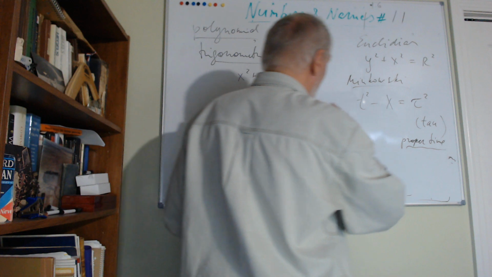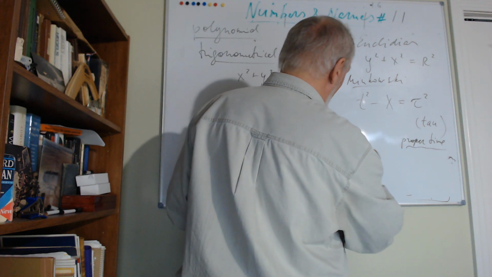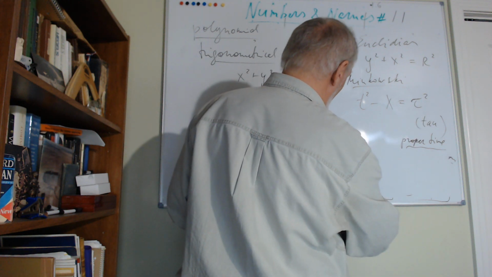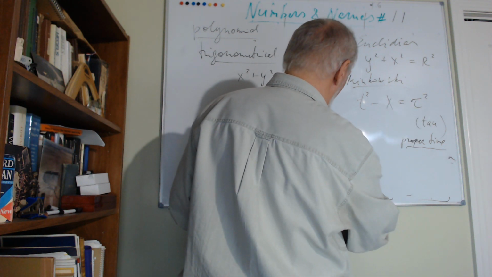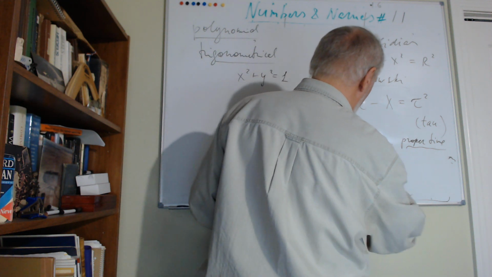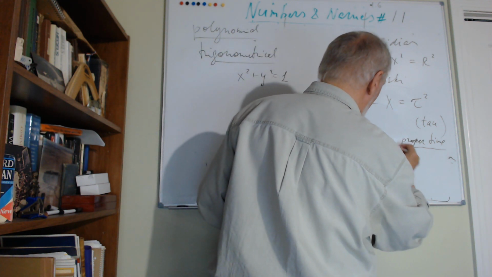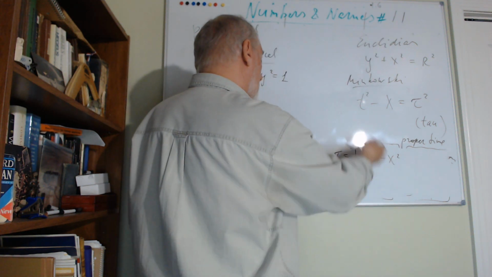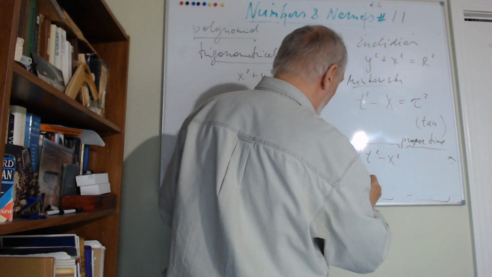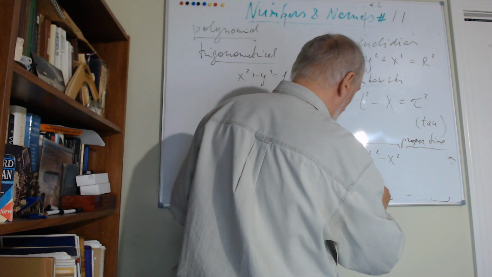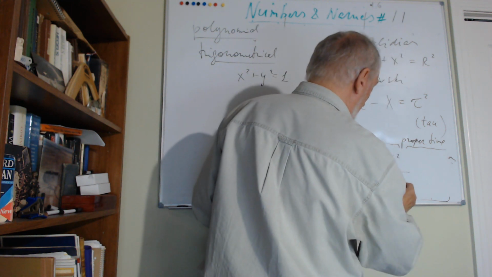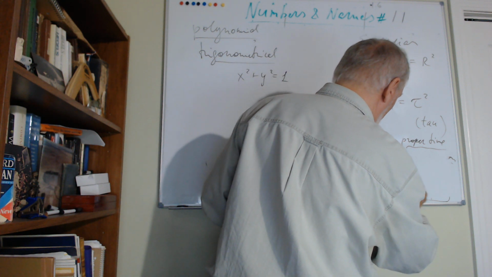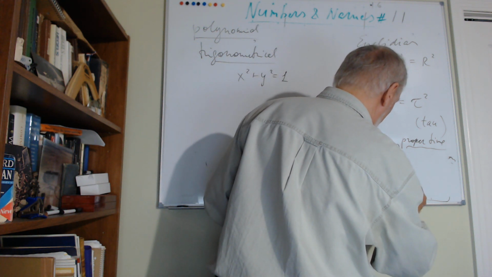So tau means real time. If you find it out, you will see this thing, minus x squared. And if you take t out of the root, we'll have t times the square root of 1 minus x squared divided by t squared.